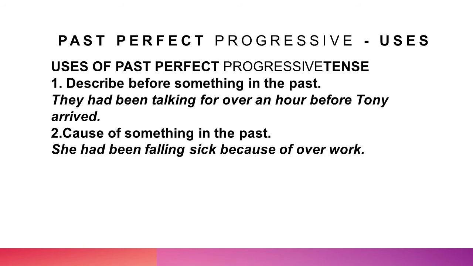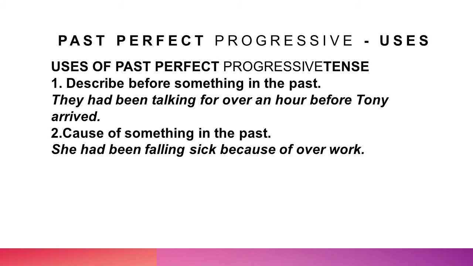Let's now move on to the last of the past tense, the past perfect progressive tense. Where do you use it? It is used to describe an action that happens before something in the past. They had been talking for over an hour before Tony arrived. So a duration of action, then another action. So two actions, both in the past.